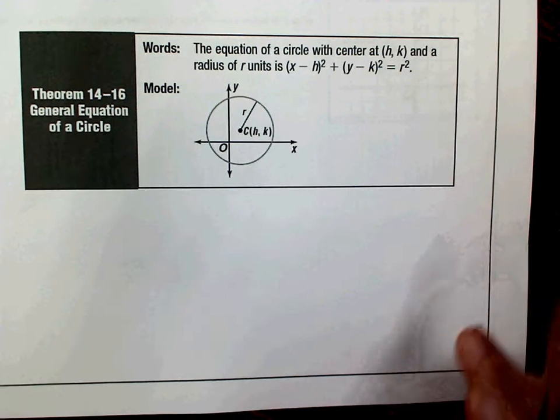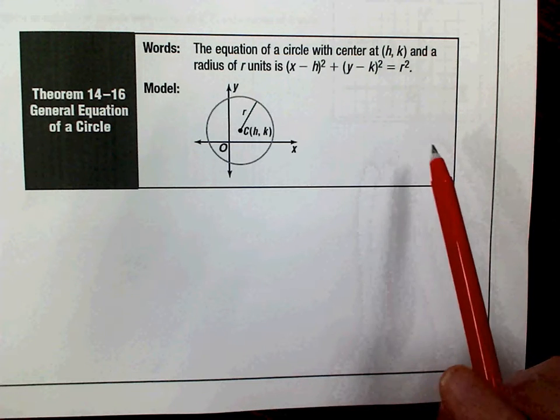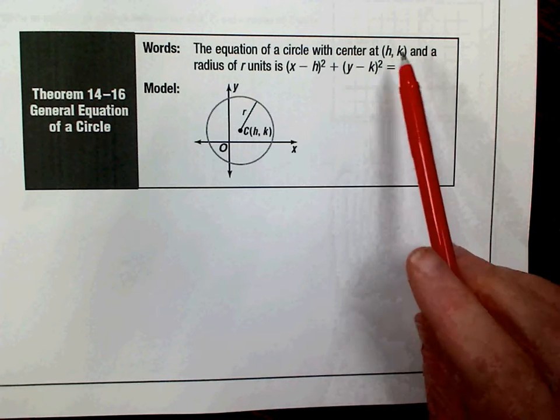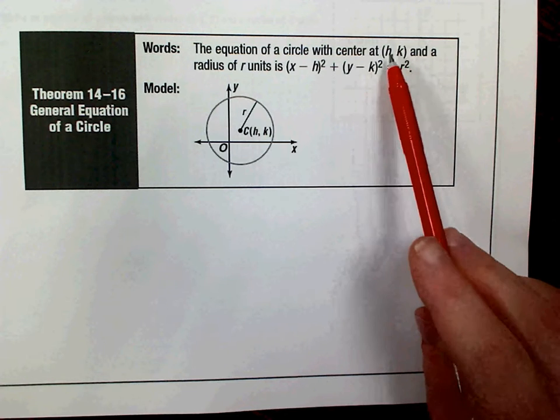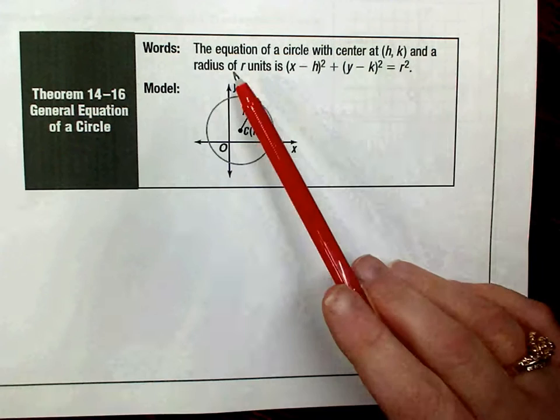Okay, so day 2 with the equation of a circle. Remember, you were required to know two things about the circle to write its equation. You need to know its center, which we use the variables h and k to represent those coordinates, and you have to know the radius.